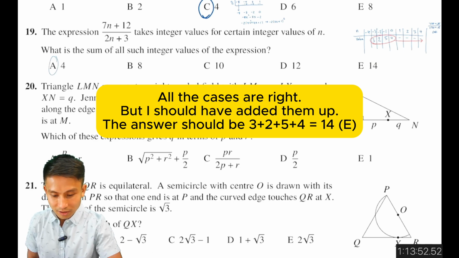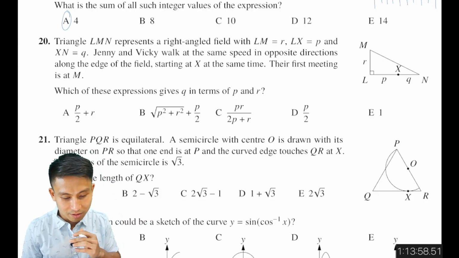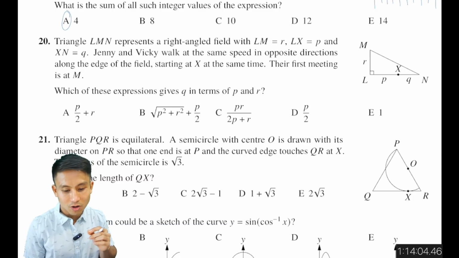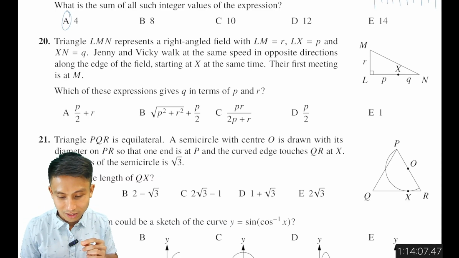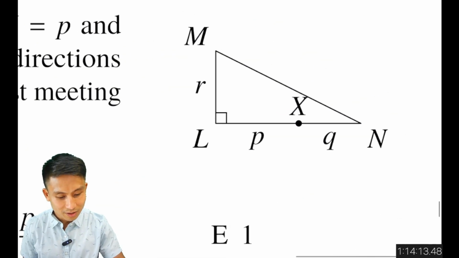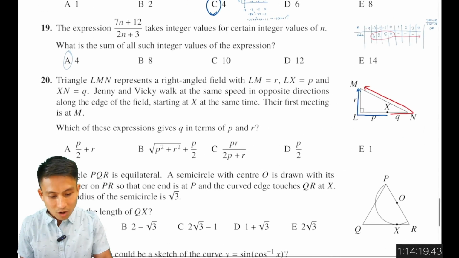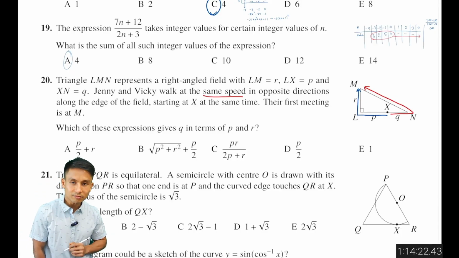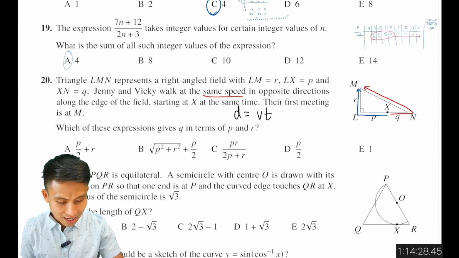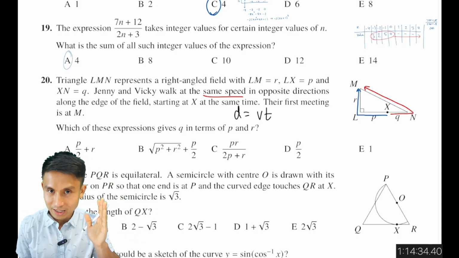All right. Number 20. Triangle LMN represents a right-angled field with LM being R and LX being P. Jin and Vicky walk at the same time in opposite directions along the edge of the field starting at X, and their first meeting is at M. So one of them walking this way and the other one walking that way. If they walk at the same speed and meet at the same time, because distance is speed times time, that means the blue path and the red path are equal. That's the logic.